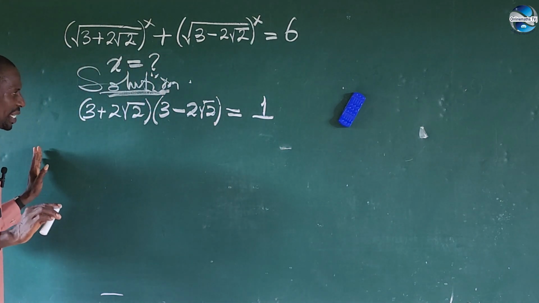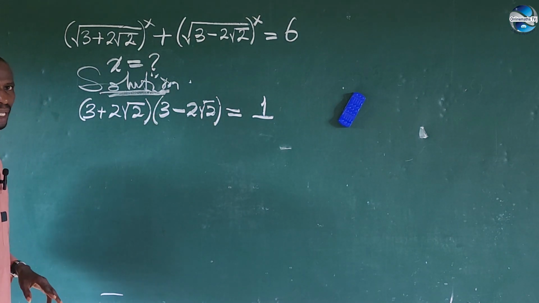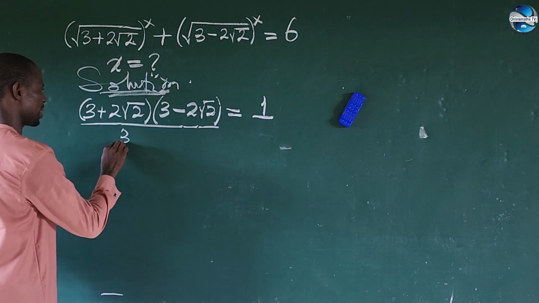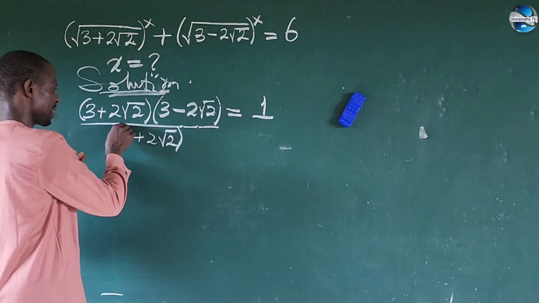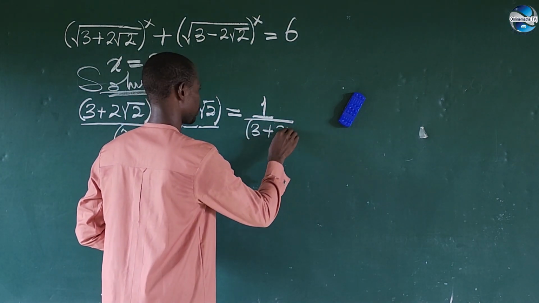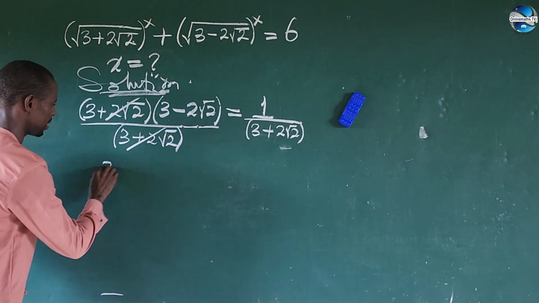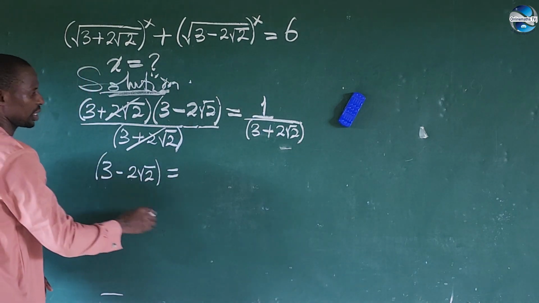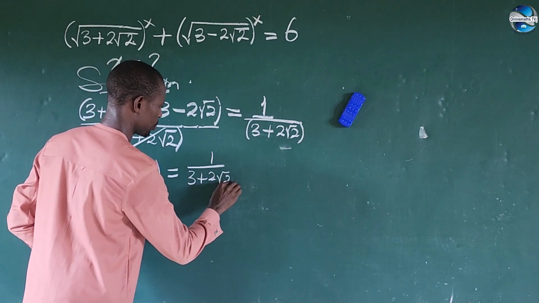Then what I'm going to do now is this. I want to make 3 minus 2 root 2 the subject of the formula. In other words, I want to divide by this. So I will now divide everything here by 3 plus 2 root 2. As long as I'm doing that to the left hand side, I must do that to the right hand side also. So we have 3 plus 2 root 2 also. So this and this will leave. So I'm now left with 3 minus 2 root 2 is equal to 1 all over 3 plus 2 root 2.